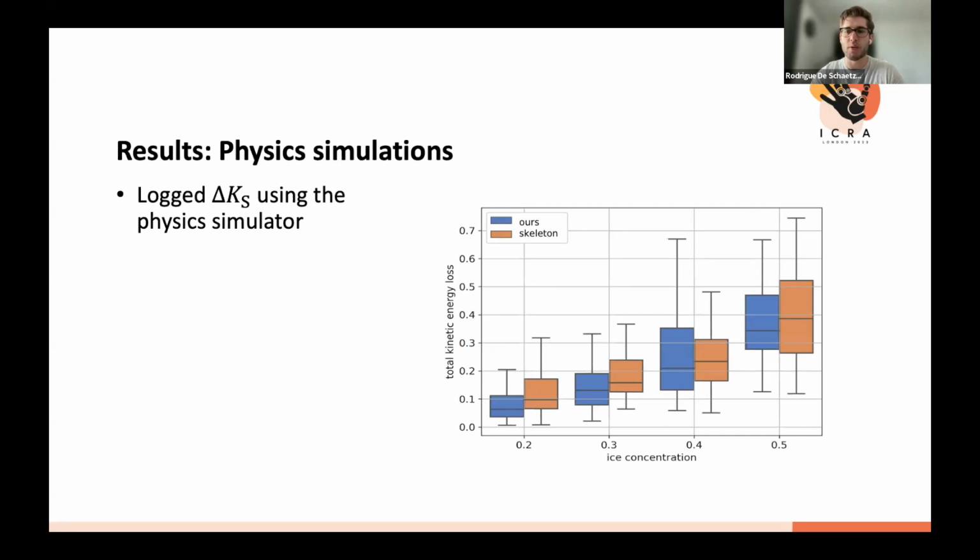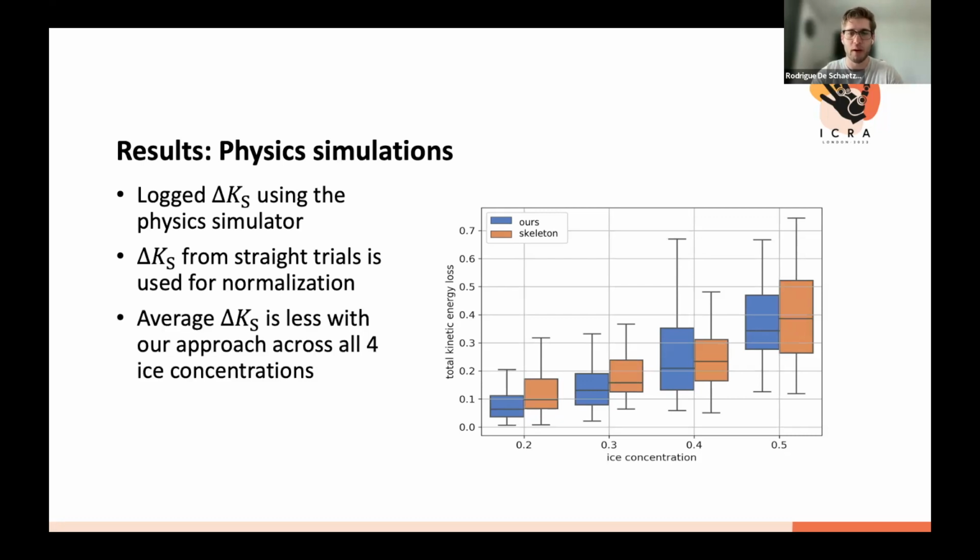We computed a running total of the kinetic energy lost by the ship due to collisions with ice, using the physics simulator. To better interpret this metric, we used the ship total kinetic energy loss in the straight trials to normalize the values for each trial. This means if a trial returned a normalized total kinetic energy loss value of 1, then we did no better than simply navigating straight through the ice channel. The figure shown here illustrates again the improved performance of our approach. Our mean and median are consistently lower across all 4 ice concentrations.